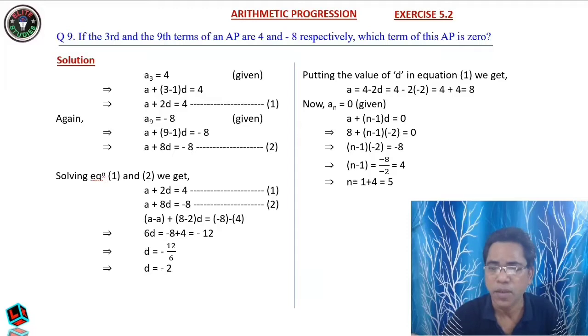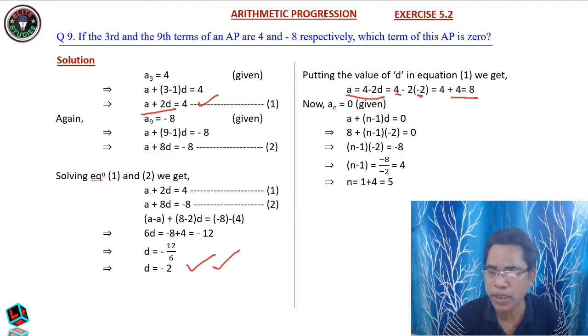Now we got the value of d. Now we need to get the value of a. We can put the value of d in this equation. So from here, what do we get? a is equal to 4 minus 2d. Put the value of d here, d is equal to minus 2. So we get 4 plus 4, that is equal to 8. So now an is 0.